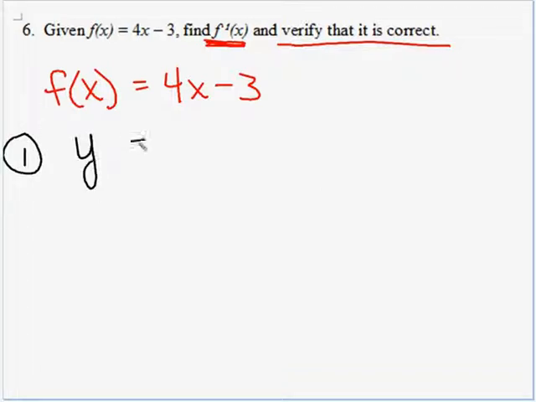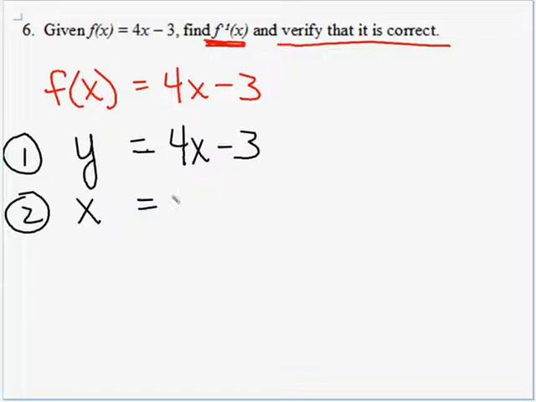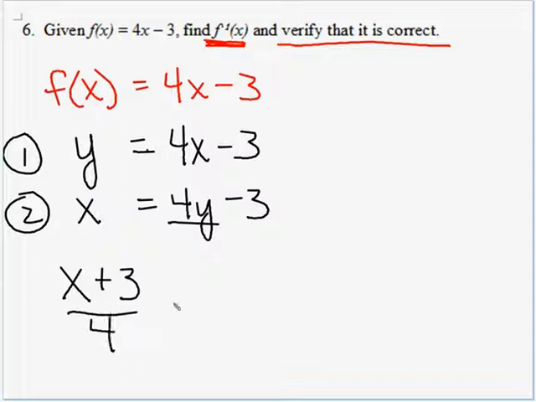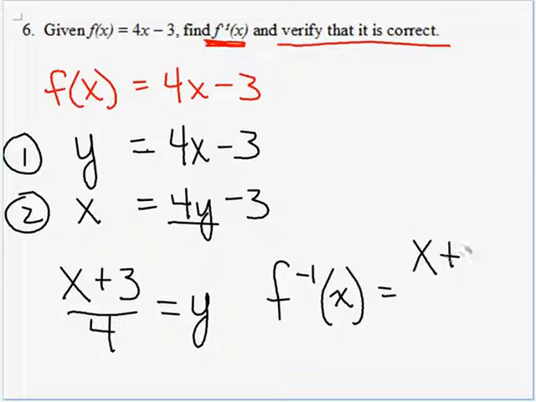Step 1, take out f of x, replace it with y. Step 2, switch the variables. X and y change places. Now we're going to solve for y. Add 3 to both sides, so this will be x plus 3, and then divide by 4. So we get x plus 3 over 4 is equal to y, and then we take out this y and replace it with f inverse of x equals x plus 3 over 4.